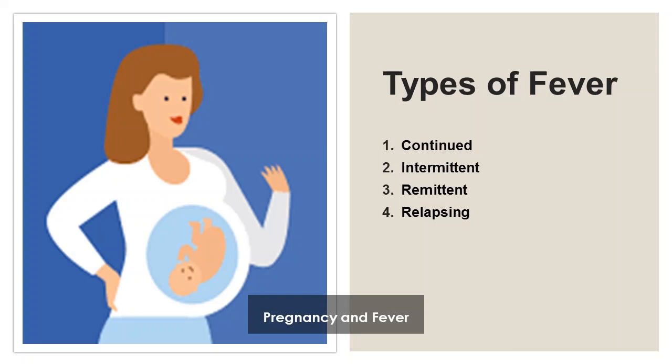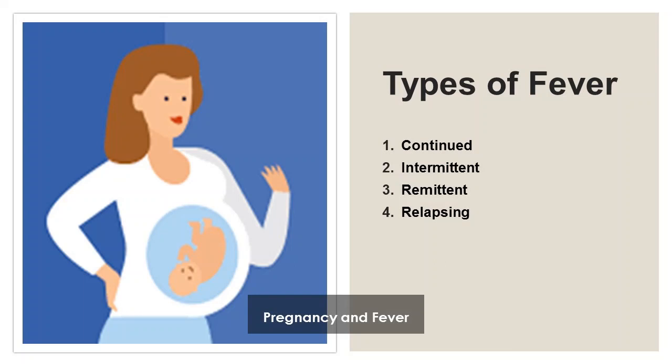Remittent fever daily fluctuates more than 2 degrees and it does not return to normal, not characteristic for any particular disease. Relapsing fever, in which temperature returns to normal for days before rising again. This type of fever can occur in malaria, lymphoma, and pyogenic infection.